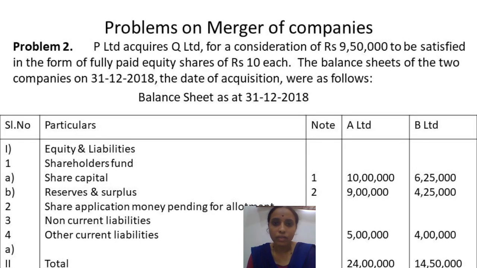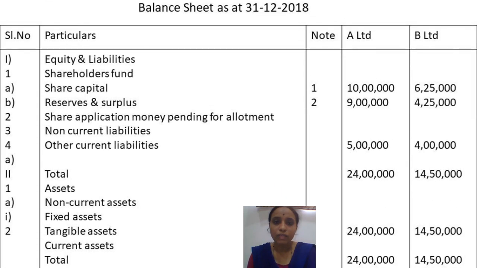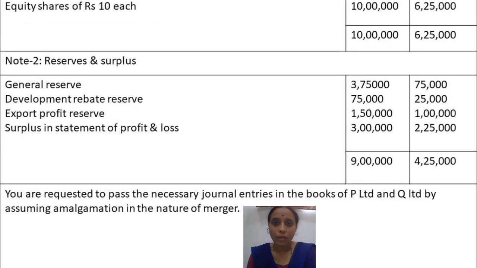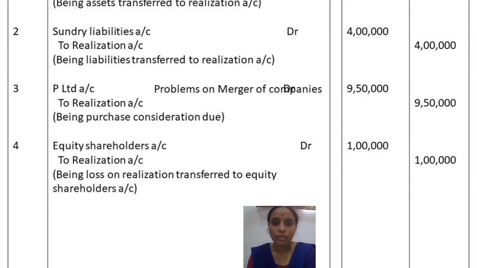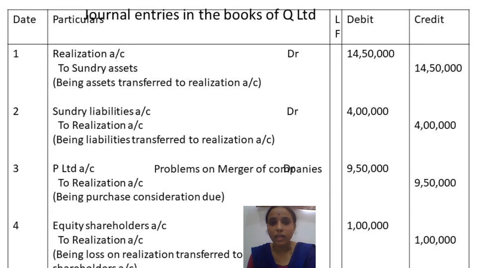So here is a balance sheet. You can just see the total of assets and liabilities. Assets is 14,50,000 and liabilities is also 14,50,000. So here we have taken this amount, that is the 14,50,000, and the sundry liabilities is 4 lakh that we have taken.